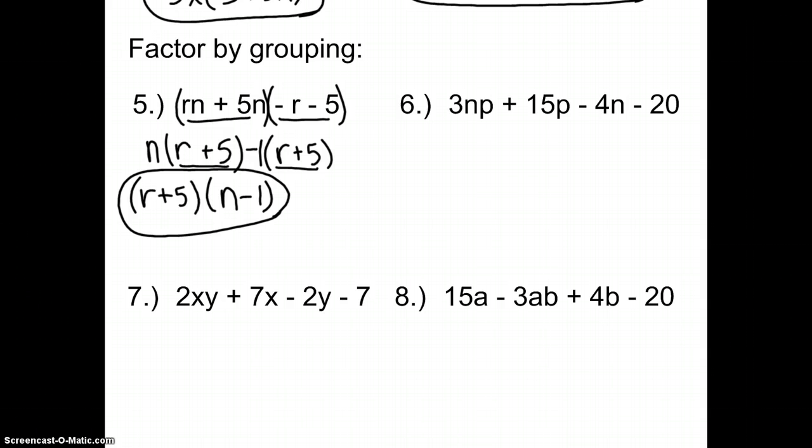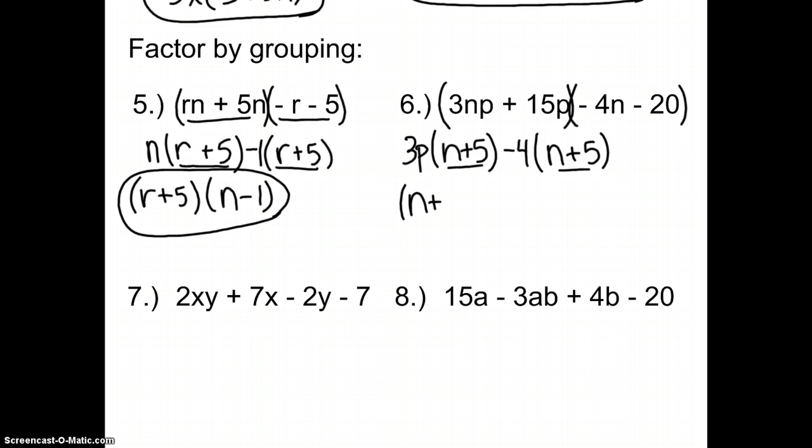So for number 6, we have 3np plus 15p as our first parentheses, negative 4n minus 20 as our second, and we can factor out a 3p from the first term and have n plus 5 left. And so we want our second term to be n plus 5. If we factor out a negative 4, that'll give us a positive n plus 5. Now we can factor out n plus 5 from both terms and combine what we have left of the 3p minus 4. And we reach our factored solution.